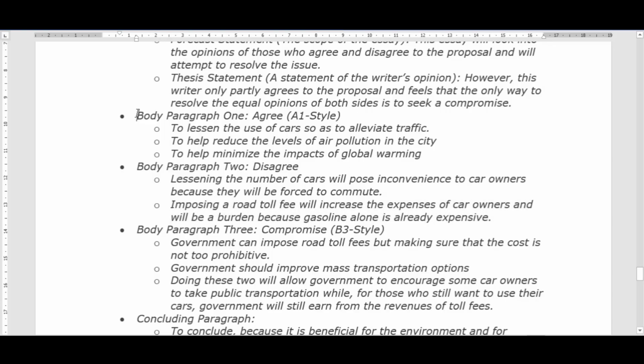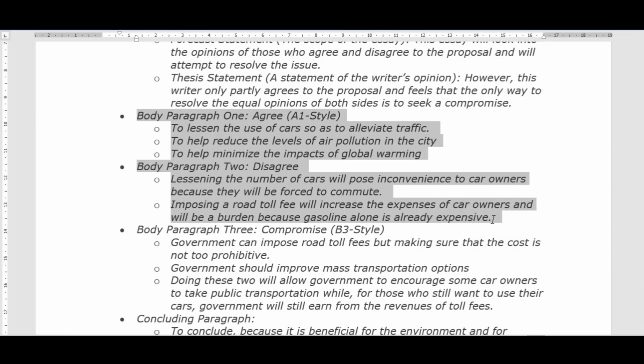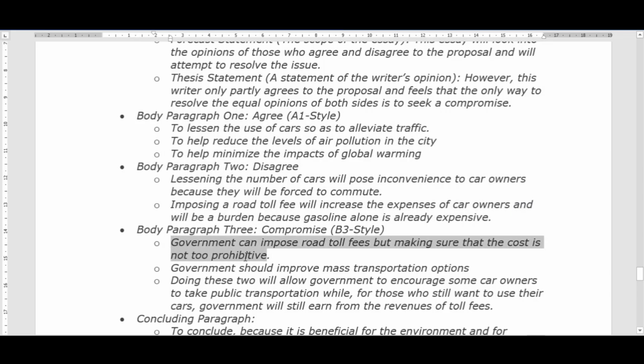So what you have are two arguments for the opposing sides of the issue that are both correct. They're both very balanced. So in order to resolve this issue, you can now go into the compromise style, wherein you can now say that government can impose road toll fees, but making sure that the cost is not too prohibitive. So with that particular compromise argument, you're meeting the two sides in between, so to speak.